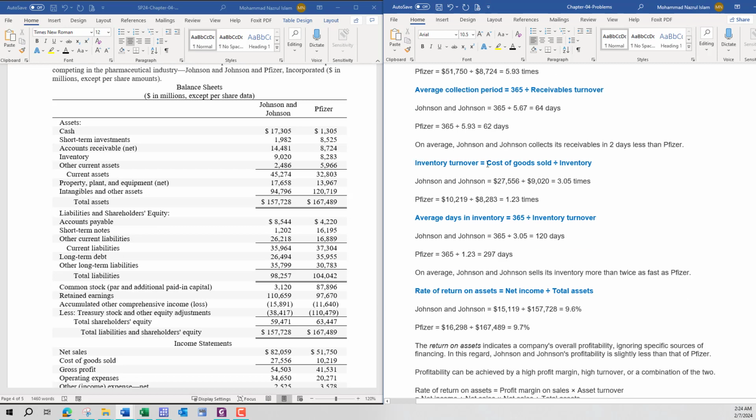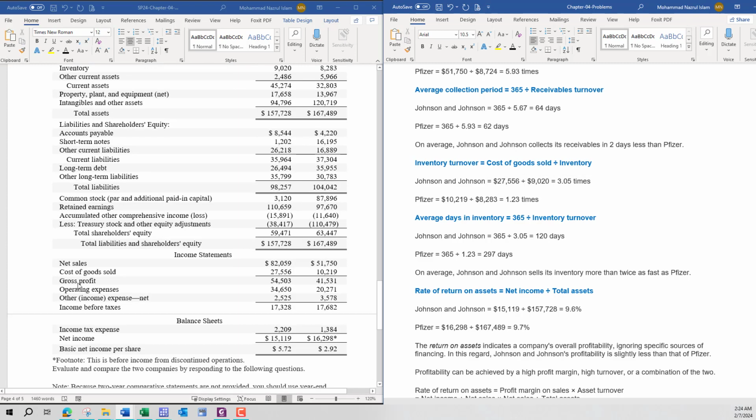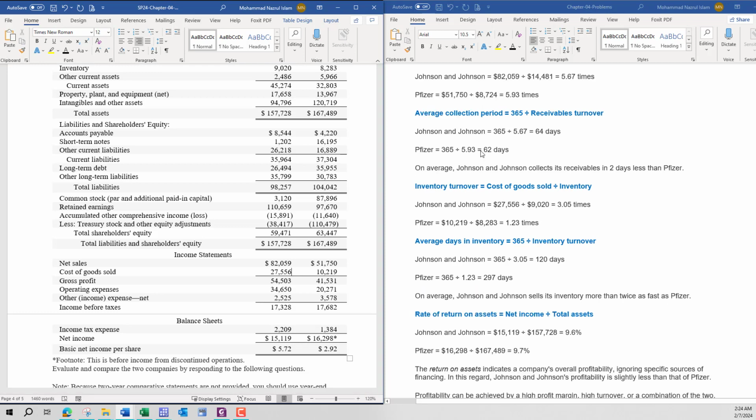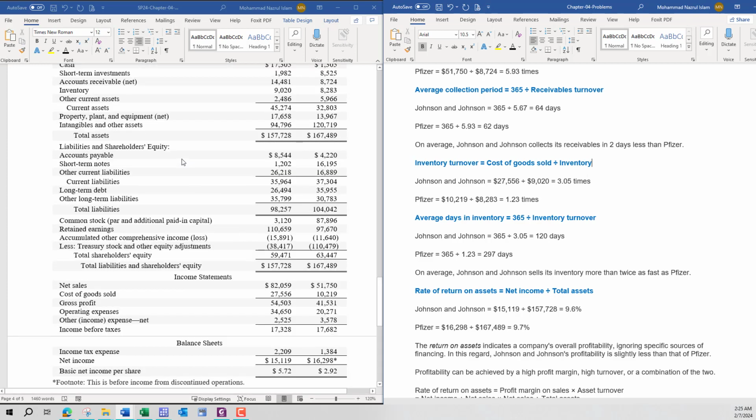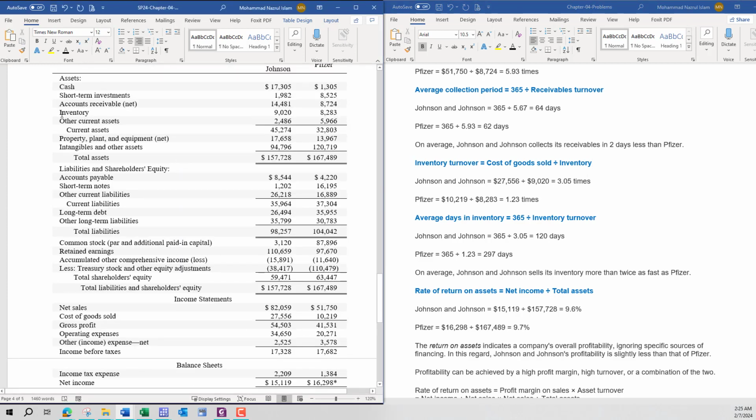Inventory turnover is cost of goods sold divided by inventory. Cost of goods sold for Johnson is 27,556, divided by inventory. The inventory is 9,020. This is how we calculate it, and the same thing for Pfizer.